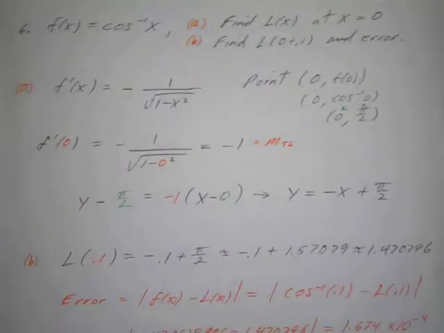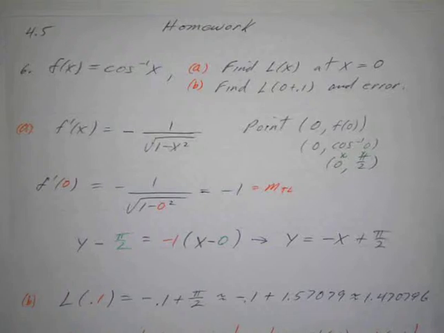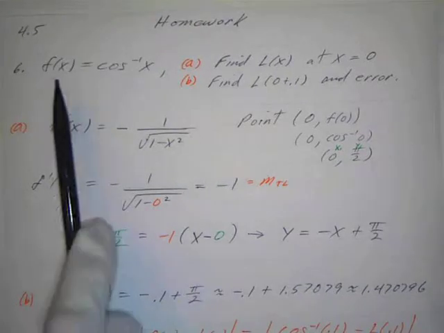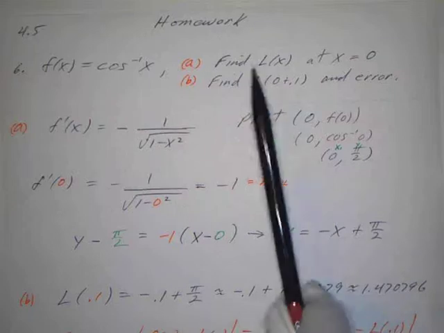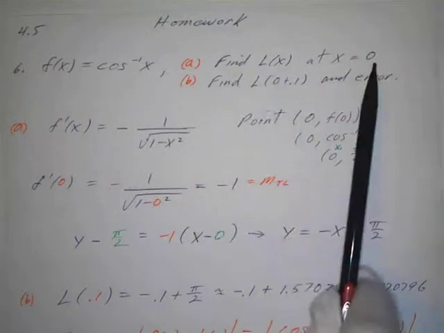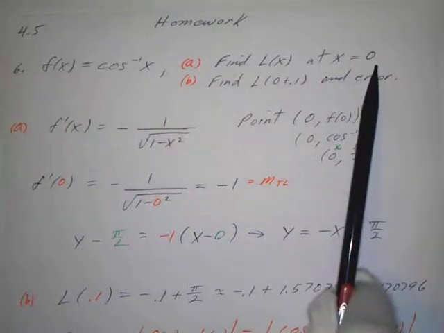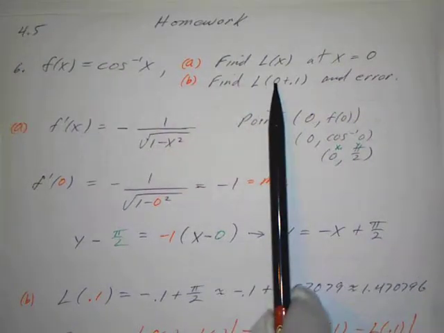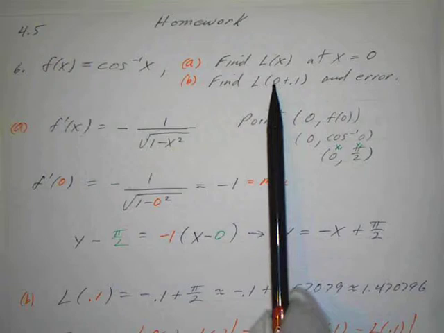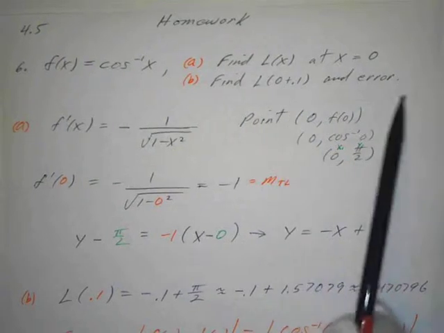Okay, and then number 6 on 4.5, my function was f of x equals inverse cosine of x, or arc cosine of x. We want to find L of x, in this case at x equals 0. They gave you the value there. And then we want to find the linearization at 0 plus 0.1 and the error.